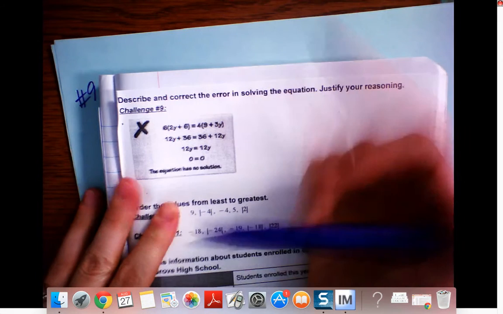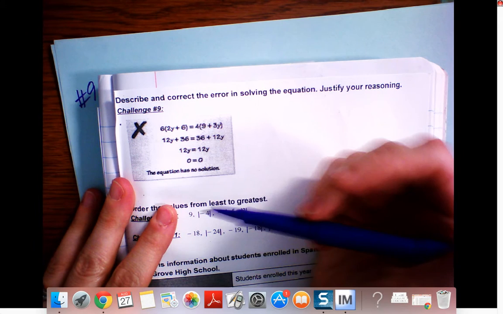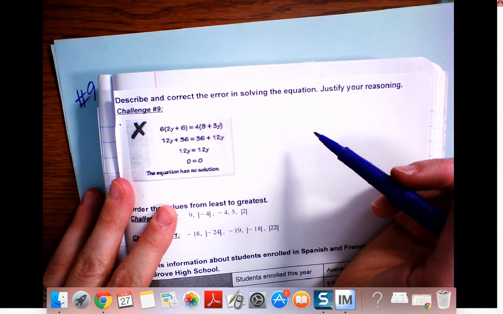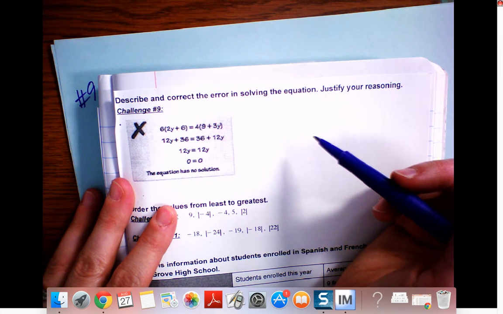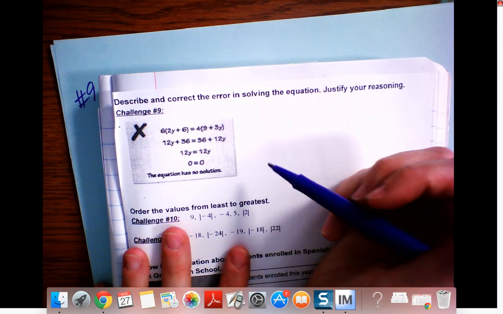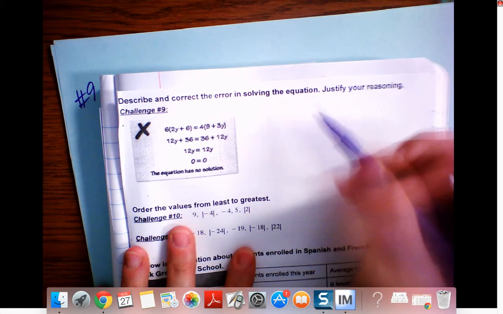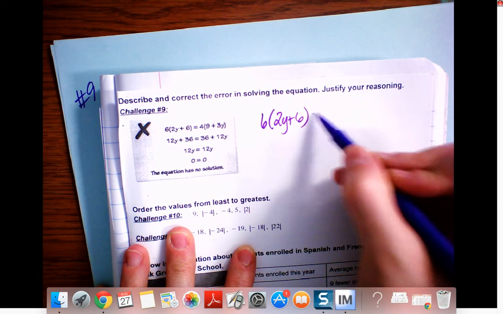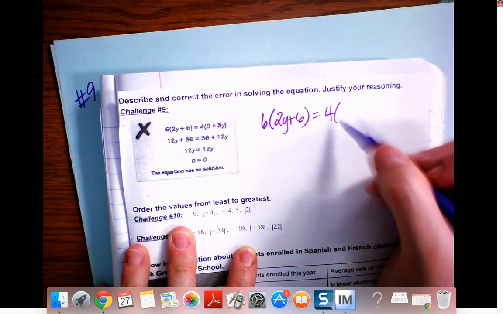We are given a problem that has been worked, and I'll just show it to you. Okay, and we need to describe and correct the error in solving the equation. So what I always tell my students is, you solve it yourself first, and then you look for the mistake.